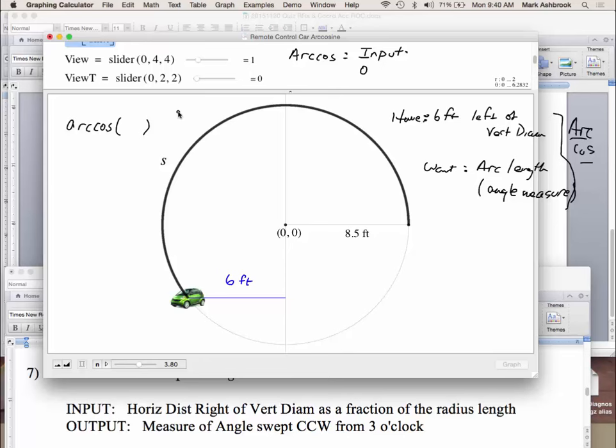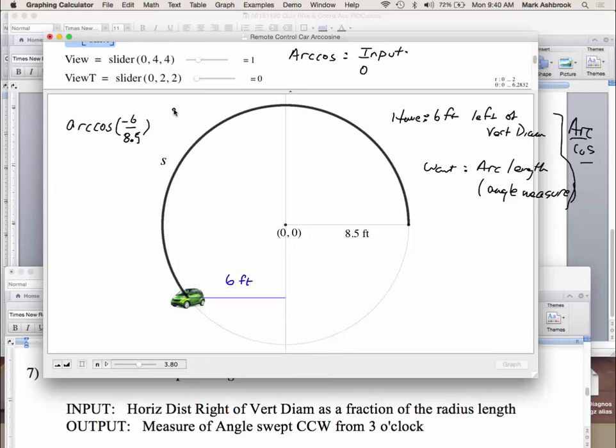Yeah, Brian. He wants negative 6 over 8.5. Negative because? To the left, and over 8.5. Yeah, good. Excellent. Negative 6 over 8.5. Because we want the fraction of the radius length that we are to the left. So it would be negative 6 over 8.5 that is going to be the input in our cosine, right? Because the input's going to be between -1 and 1. -1 and 1. All right?